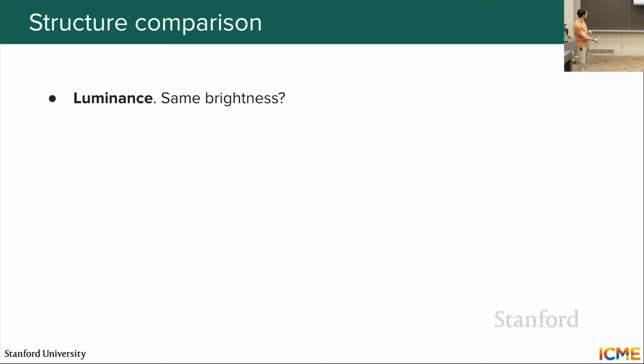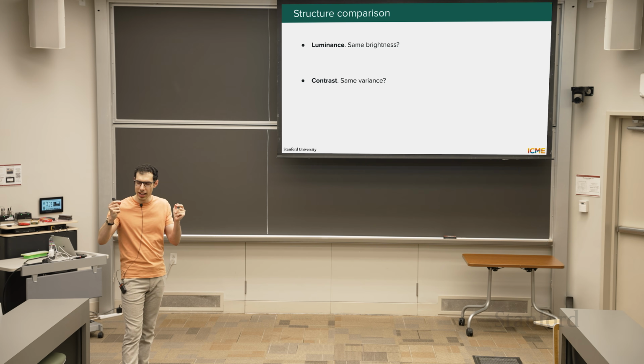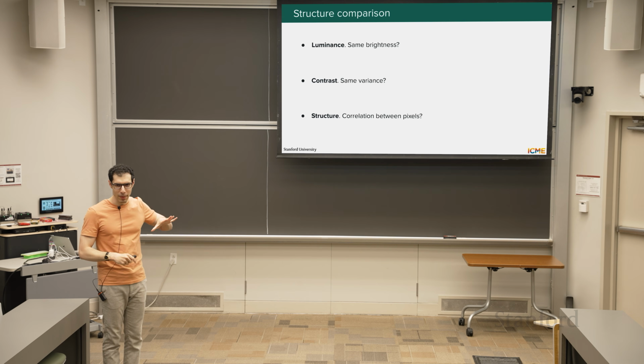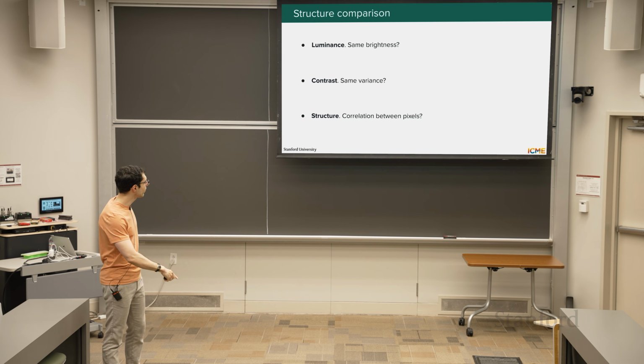And what I mean by that is, do the colors have the same intensity? Does it have the same brightness? The second one can be, does it have the same contrast? And so here we can think of the variance in pixel values within that patch. And the third one is, do pixels vary in the same fashion in the first patch and in the second patch? So these are the 3 dimensions we care about.